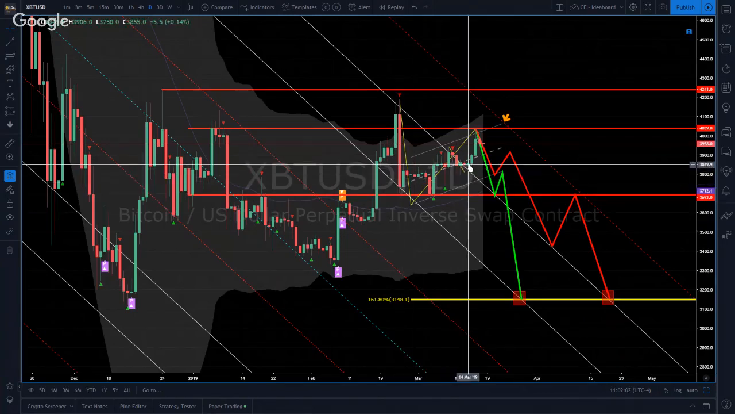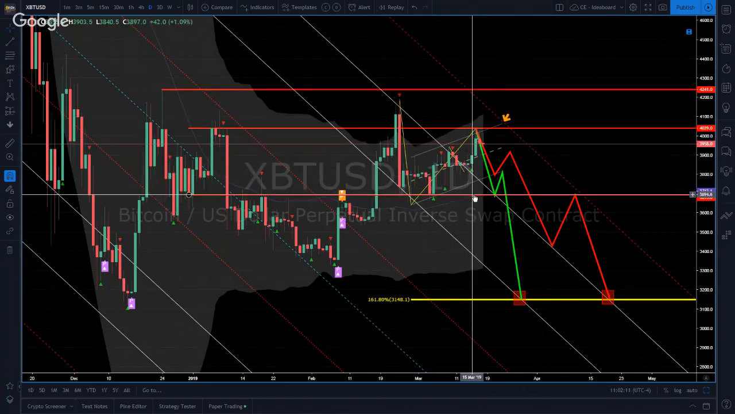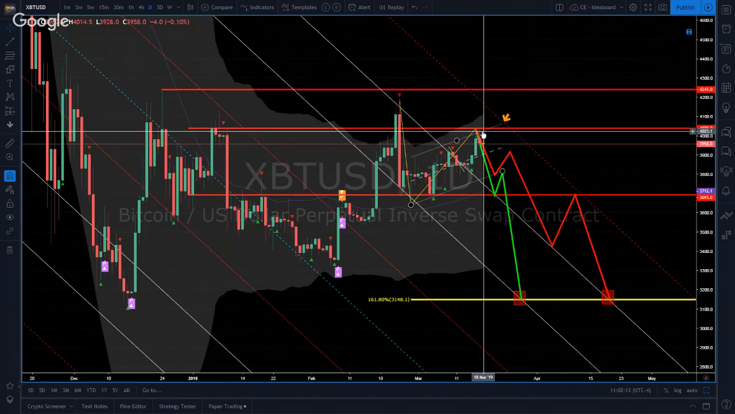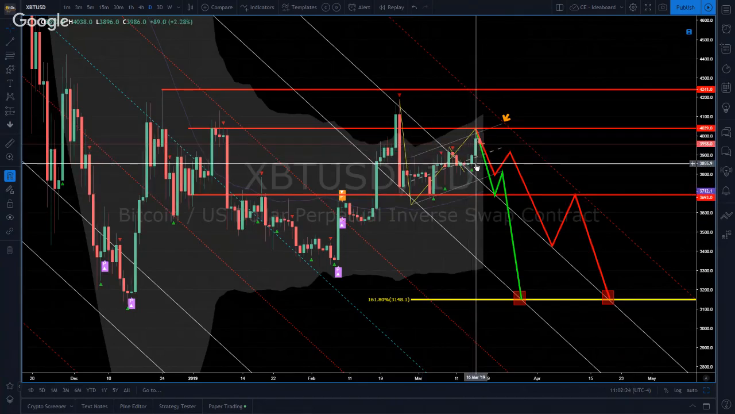We're almost a month later. And honestly, we've been inside of this range between 3,700 and 4,000. We've been in this $250 range for almost a whole month. And so, it's not a good market to be actively trading right now.